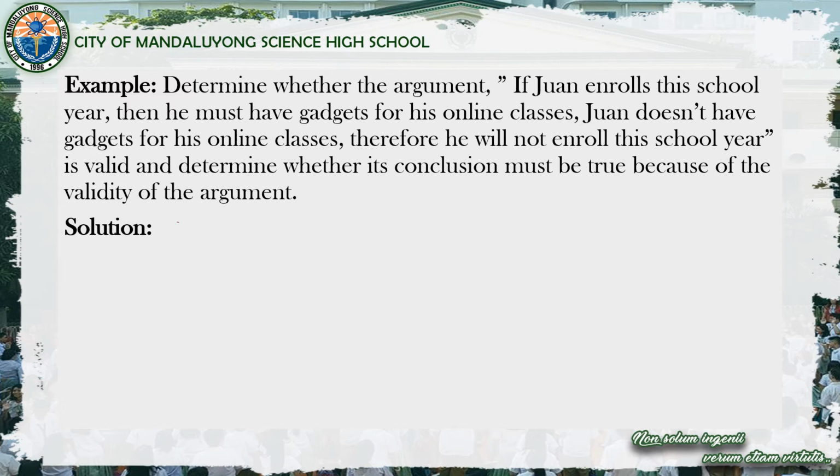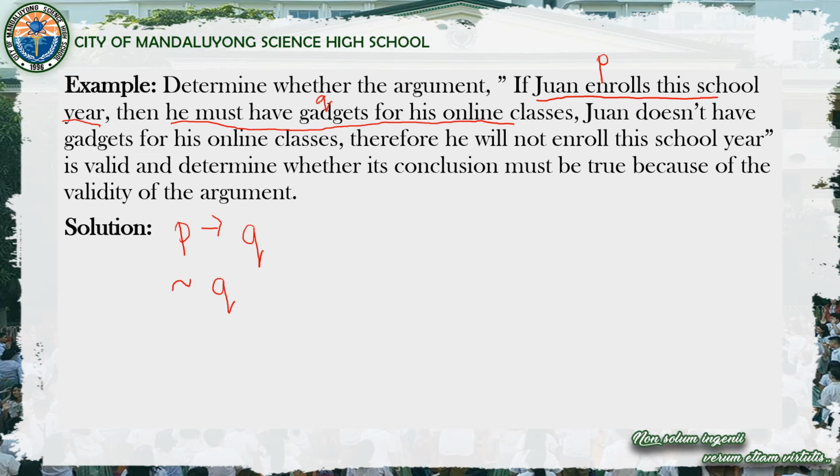So, let P be our proposition Juan enrolls this school year. Tama? And then, we also have, he must have gadgets for his online class. So, ibig sabihin, we have here our premise, which is P implies Q. So, etong una, that is for our P, and then, he must have gadgets, that is for our Q. And then, kadugtong, Juan doesn't have gadgets for his online class. So, negation ng Q natin.